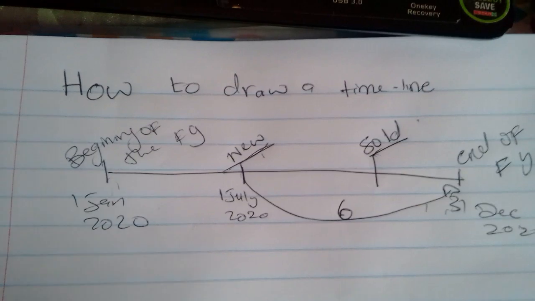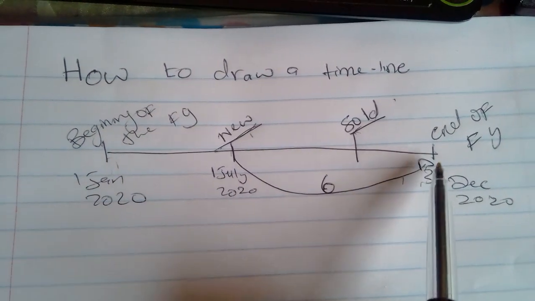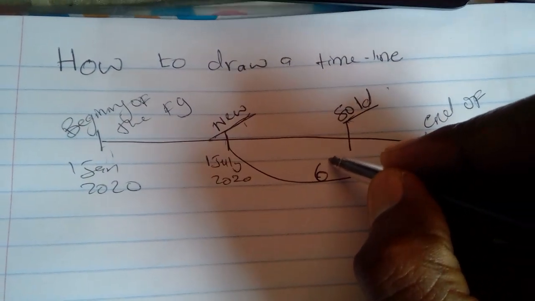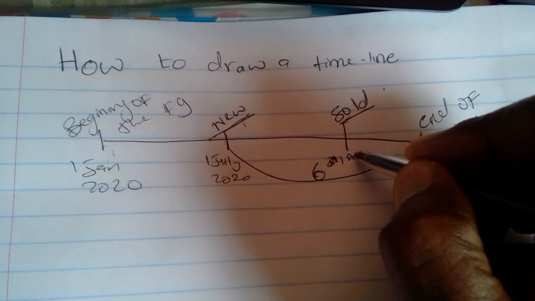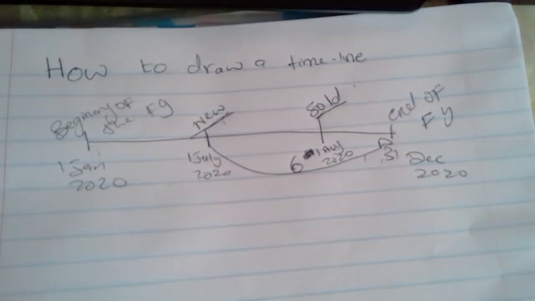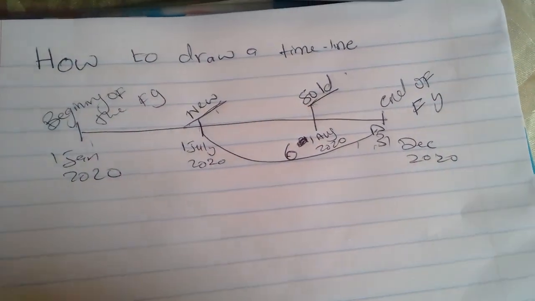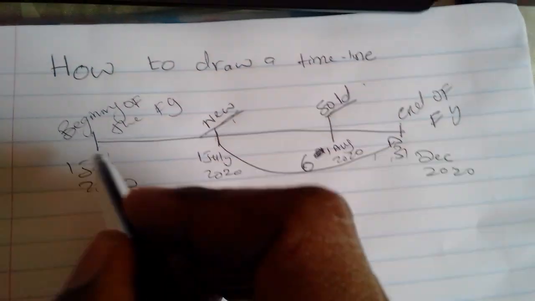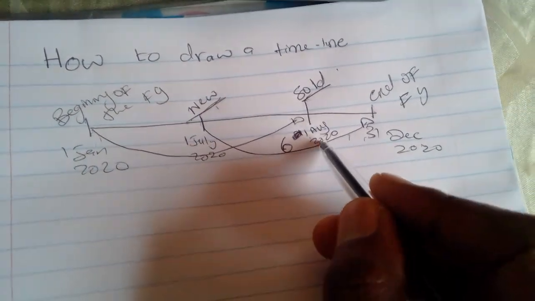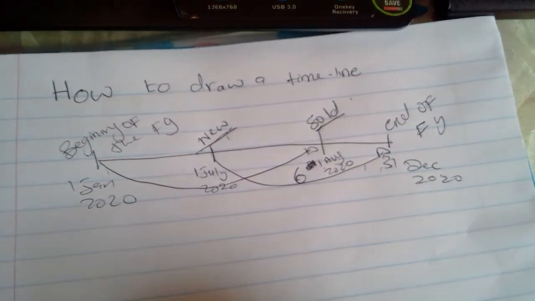In our example, we have the beginning of the financial year and also the end of the financial year. If, for example, they sold the asset on 1 August 2020, you have to calculate how many months the asset spent in the business before it was disposed. You're going to count from the beginning of the year until 1 August 2020, the date it was disposed. As I give you the example, please use your hand.